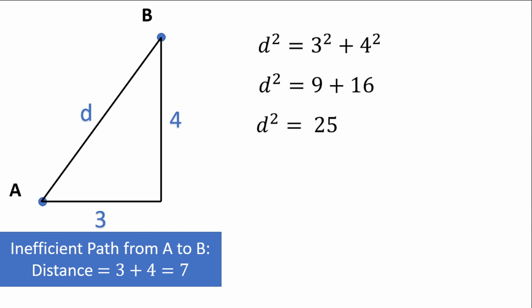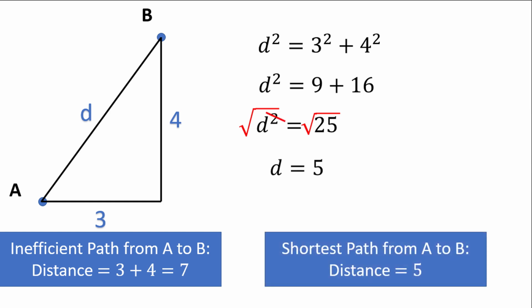Then we can take the positive square root of our result, which gives us the square root of 25, which is just 5. This tells us that the shortest distance from point A to point B is 5 units, a whole 2 units less than when we traveled the inefficient way. If these distances represented miles, traveling in a straight distance from A to B would save you 2 entire miles.